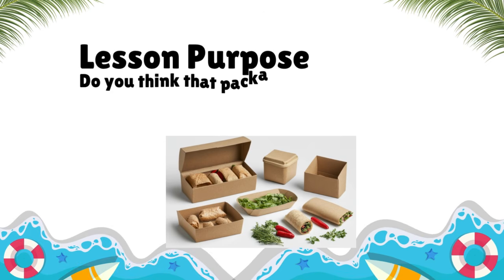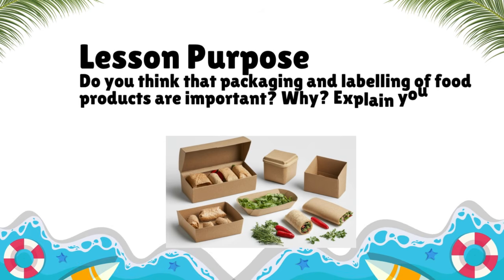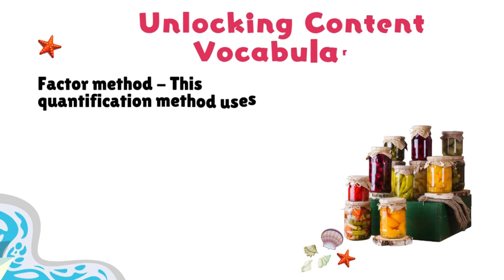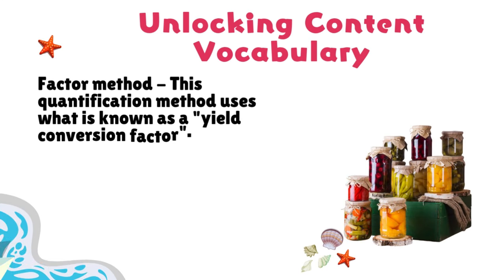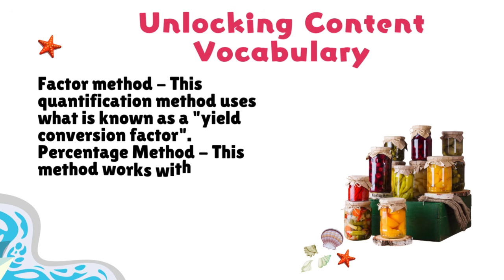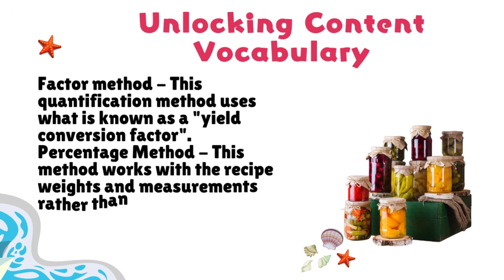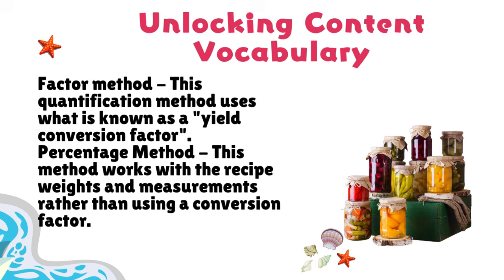Lesson purpose. Do you think that packaging and labeling of food products are important? Why? Explain your answer. Unlocking content vocabulary. Factor method. This quantification method uses what is known as a yield conversion factor. Percentage method. This method works with the recipe weights and measurements rather than using a conversion factor.